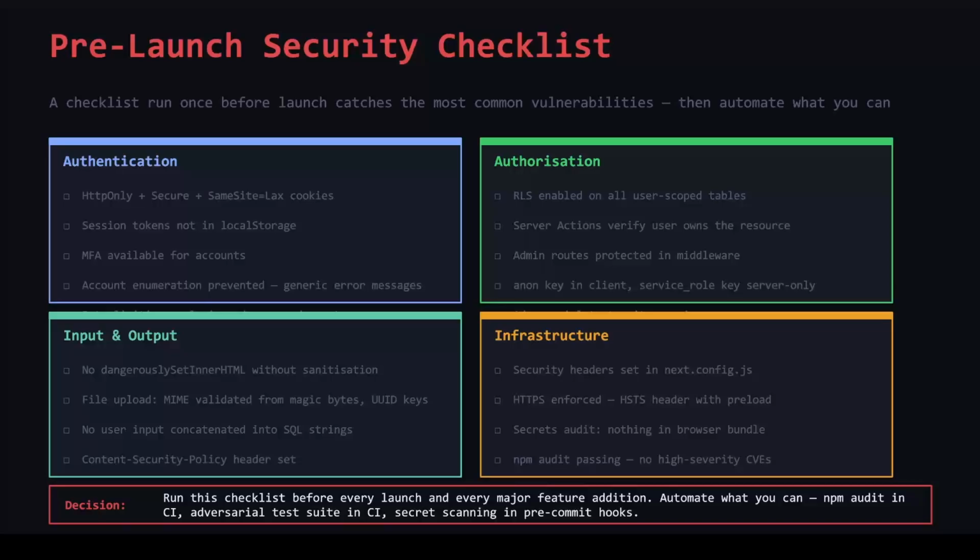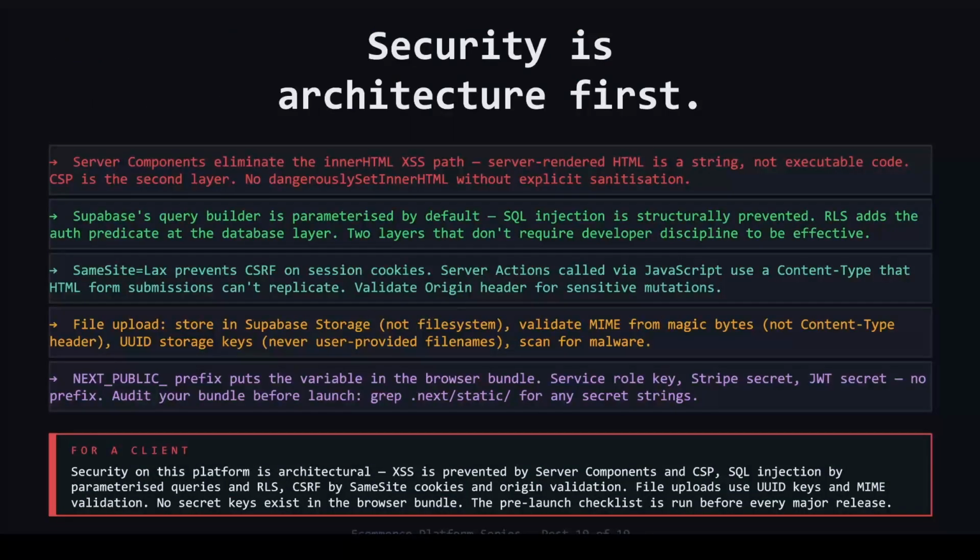Run this checklist before every launch and every major feature addition. Automate what you can: npm audit in CI, adversarial test suite in CI, secret scanning as a pre-commit hook. Security is architecture first. Server components eliminate the innerHTML cross-site scripting path. Server-rendered HTML is not a string, not executable code. CSP is the second layer. No dangerouslySetInnerHTML without explicit sanitization.